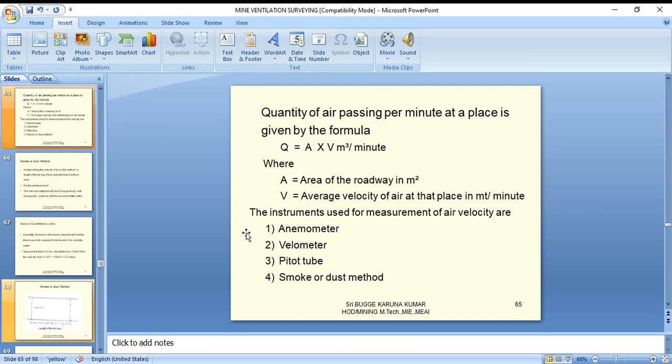The quantity of air passing per minute at a place is given by the formula. This is one method of measuring quantity. The generalized formula is Q equals A times V, in meter cube per minute. Q is the quantity of air, A is the area, V is the velocity. Instruments used for measuring air velocity are the anemometer, velometer, Pitot tube, and the smoke or dust method. Mostly velometers and anemometers are used. Smoke is also sometimes used for determination of the quantity.